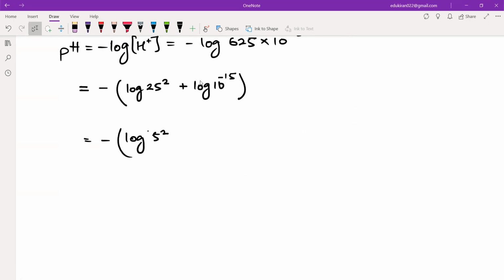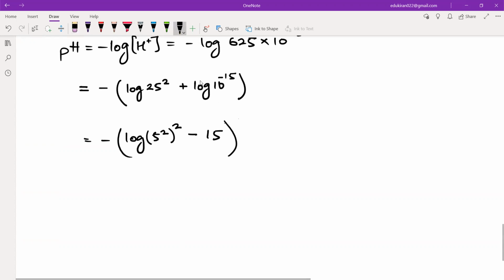Okay, now again, you see here, minus log of, what is 25? 25 is nothing but 5 square, whole square. And here you can write minus 15, because 15 will come here and log 10 is equal to 1. That is why log of 10 to the power minus 15 will be equal to minus 15. I don't need to explain this, right? No need.